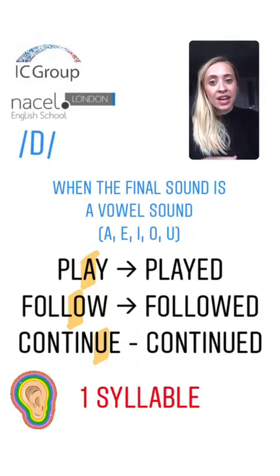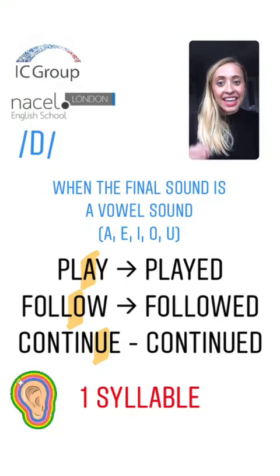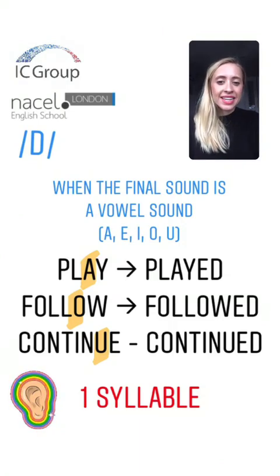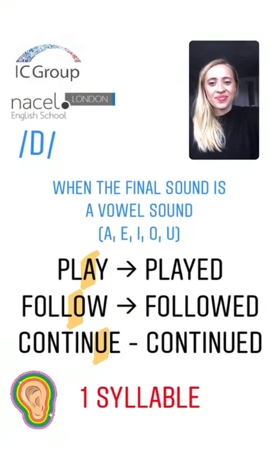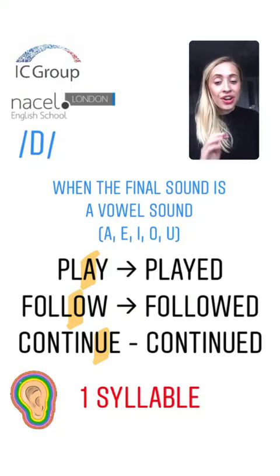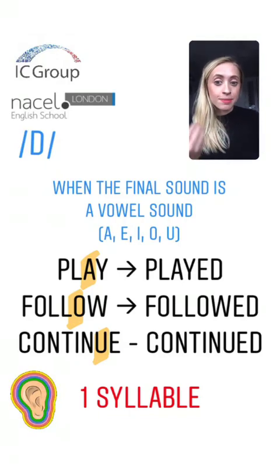Okay, so you have the vowel sound A, E, I, O, U, add a D sound at the end. Play becomes played, follow becomes followed, continue becomes continued. Okay, so they are the 4 rules on how to pronounce ED past tense regular verbs.